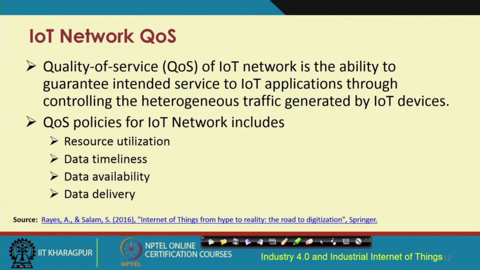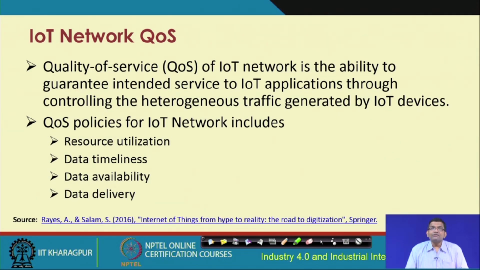And that is what is also very important, because IoT networks are all centered on services. So, let us try to understand what these quality of service issues are. Quality of service of IoT networks talks about guarantees with respect to offering different services to the IoT applications through controlling the heterogeneous traffic generated by IoT devices.